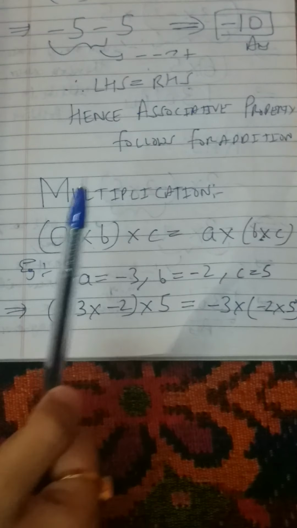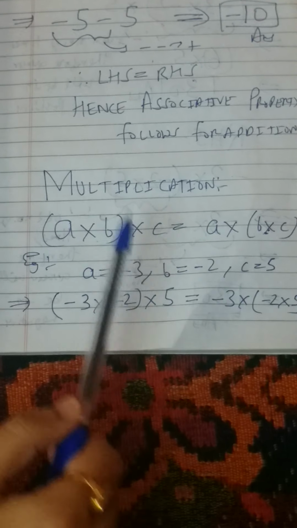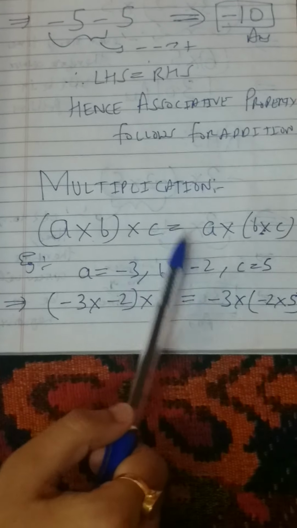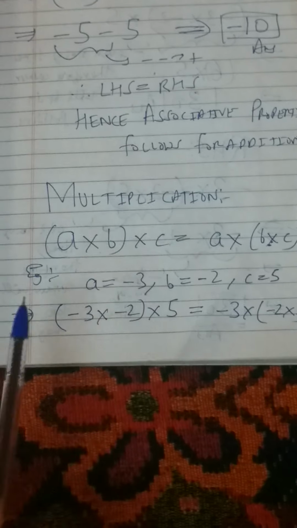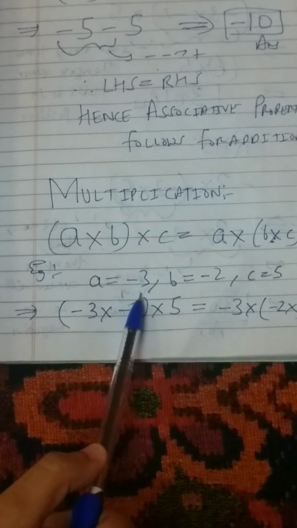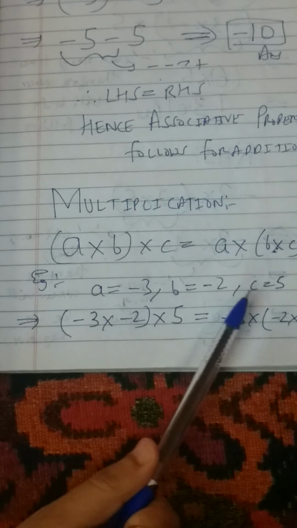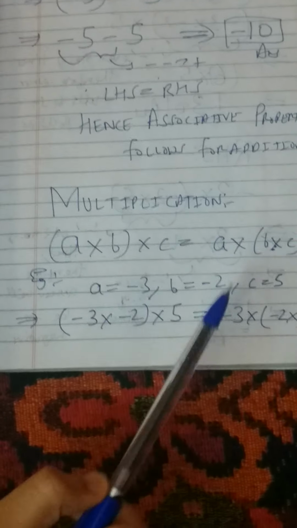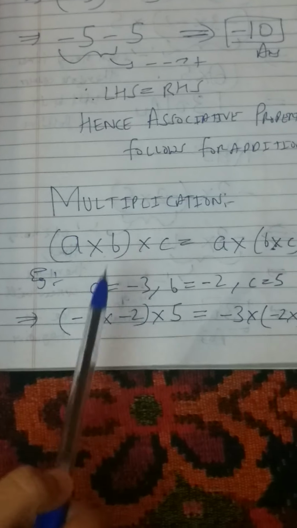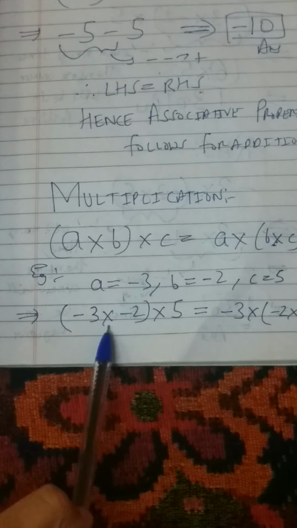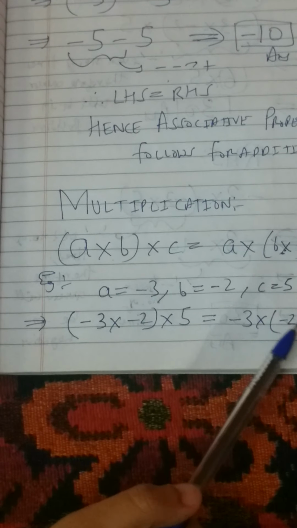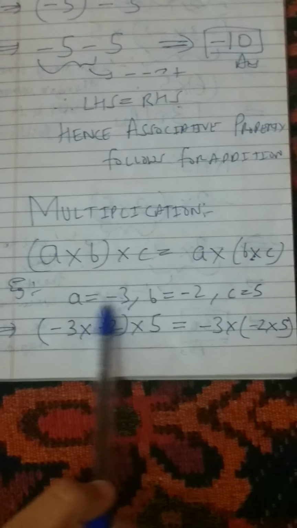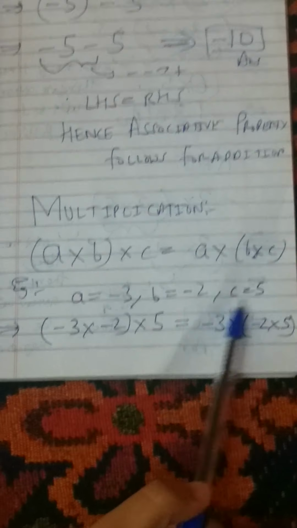Multiplication: the associative property states that A into B in brackets into C is equal to A into B into C in brackets. For example, if we take A equal to minus 3, B equal to minus 2 and C equal to 5, and put these values in this, we get: minus 3 into minus 2 into 5 is equal to minus 3 into minus 2 into 5. So this is LHS, left hand side, and this is RHS, right hand side.